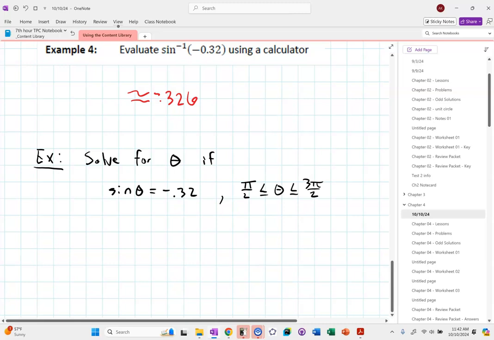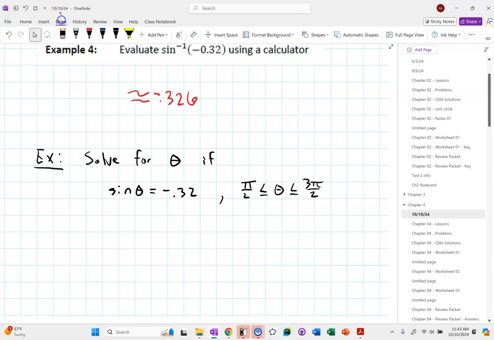Now, what if we change this problem setup just a little bit? So we're asked now to solve for theta if sine theta equals negative 0.32. And our answer for theta needs to be between pi over 2 and 3 pi over 2. We're going to do a couple of examples like this to give you guys a feel for what's going on.